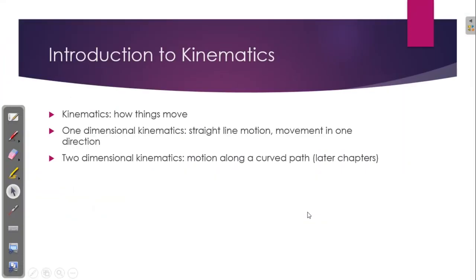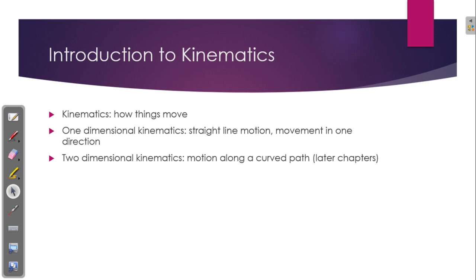So the next couple classes we're going to be discussing kinematics. And kinematics is defined as how things move. Kinematics can be one-dimensional or straight line motion, which is movement in one direction, or it can be two-dimensional, which is motion along a curved path. For this particular chapter, we're going to be discussing one-dimensional motion.